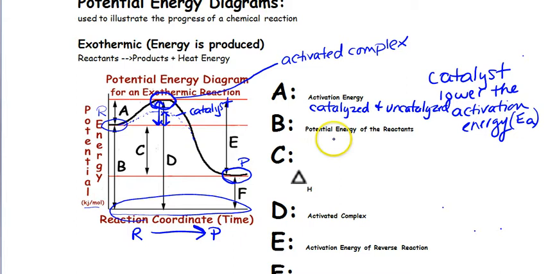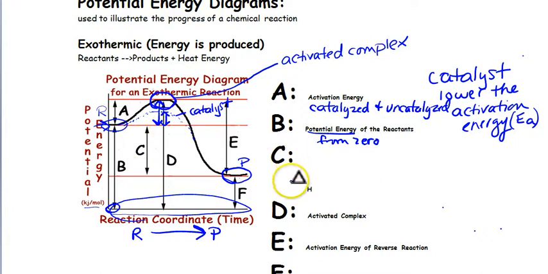B is showing you the potential energy of the reactants. So that is from 0 up to the amount of energy that you have to start with. And so potential energy is always starting from 0 up, and you just read it from your graph.